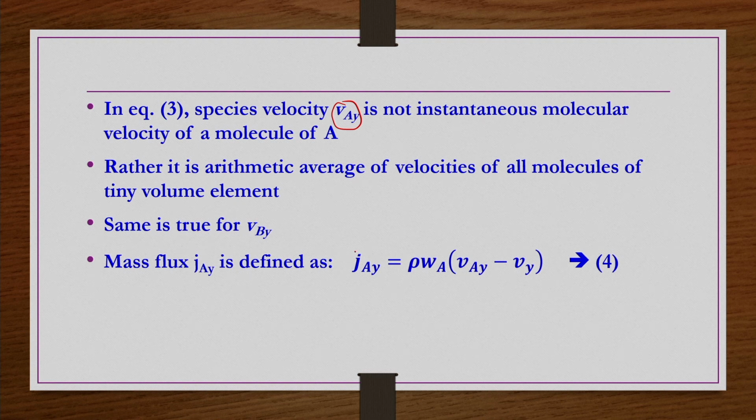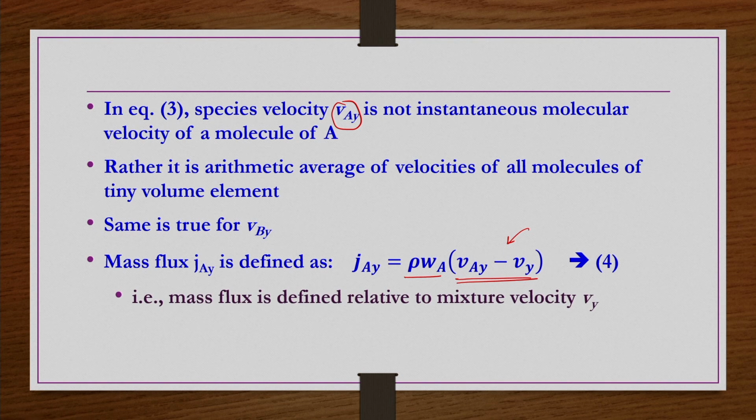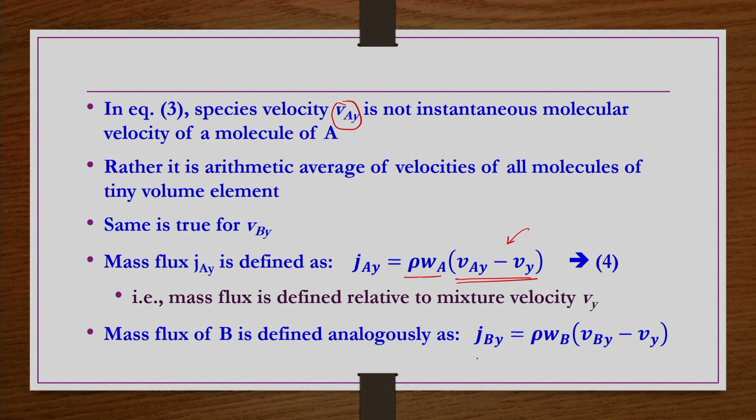So, now if you want to report the mass flux in terms of velocity difference, then you can write j_Ay equals rho w_A multiplied by (v_Ay minus v_y), right. This v_Ay minus v_y is also known as the diffusion velocity. Similarly, for component B, we can write j_By equals rho w_B multiplied by (v_By minus v_y), right.